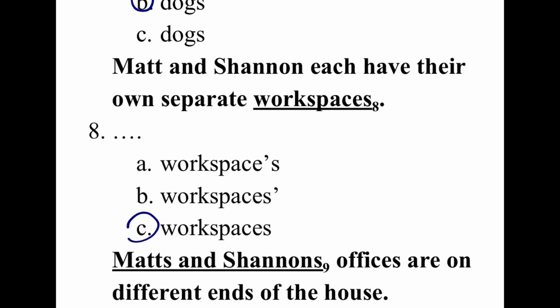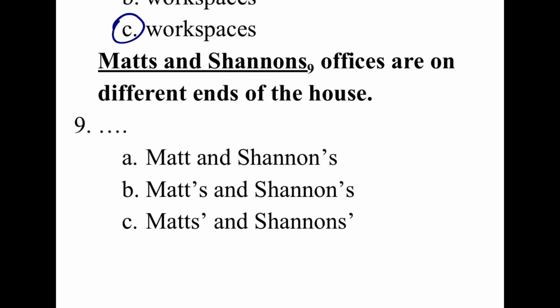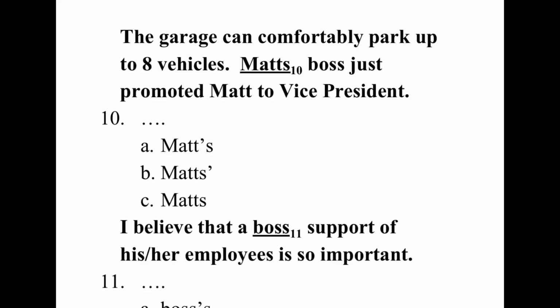Number 8 here, workspaces, is just a plural noun. No possession, so no apostrophe. In number 9, we are showing separate ownership. So the apostrophe S has to be applied to both Matt and Shannon because they have separate offices. In number 10, the boss belongs to Matt, a singular noun. So apostrophe S is the appropriate ending.